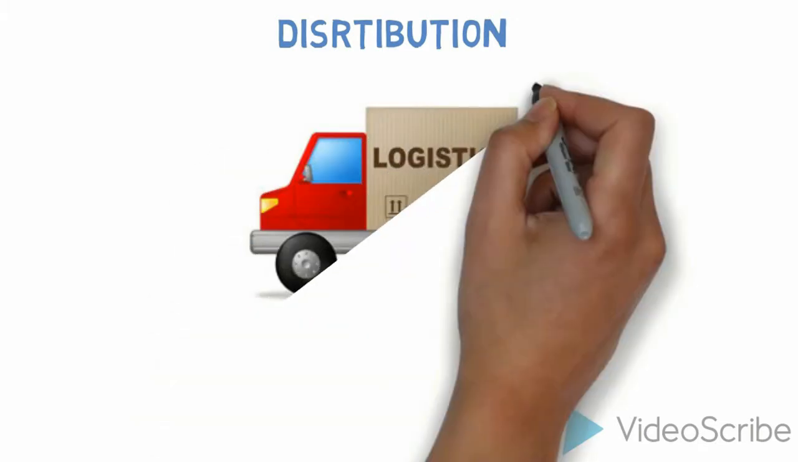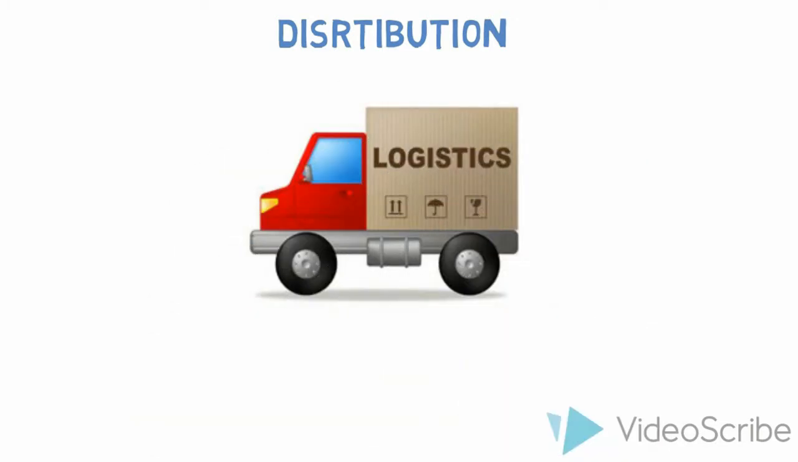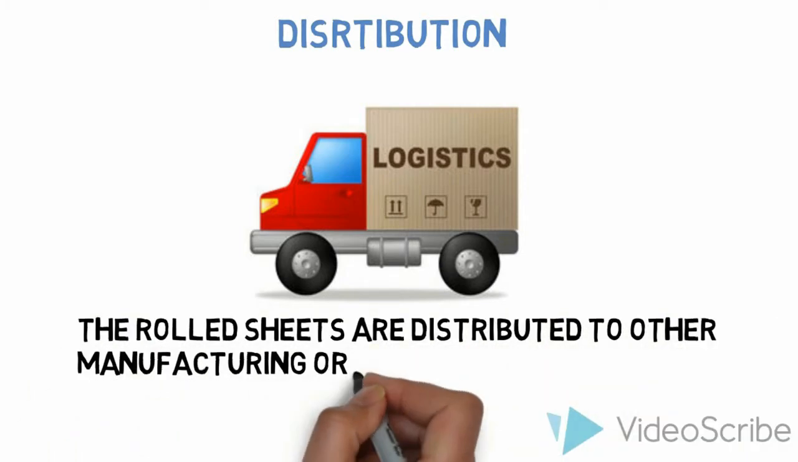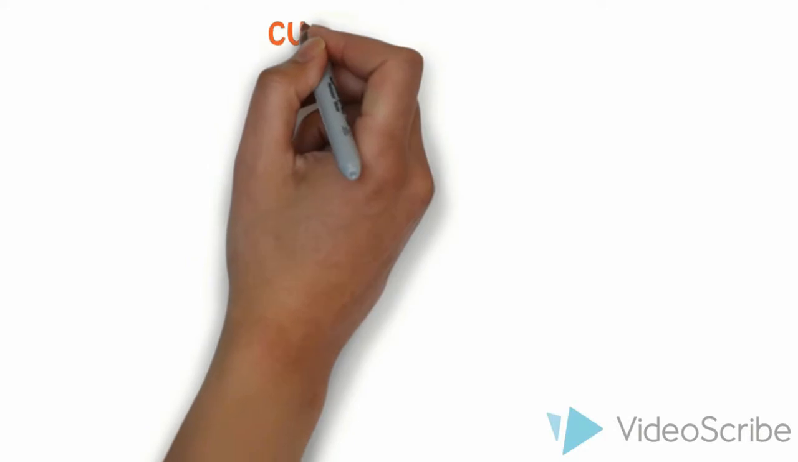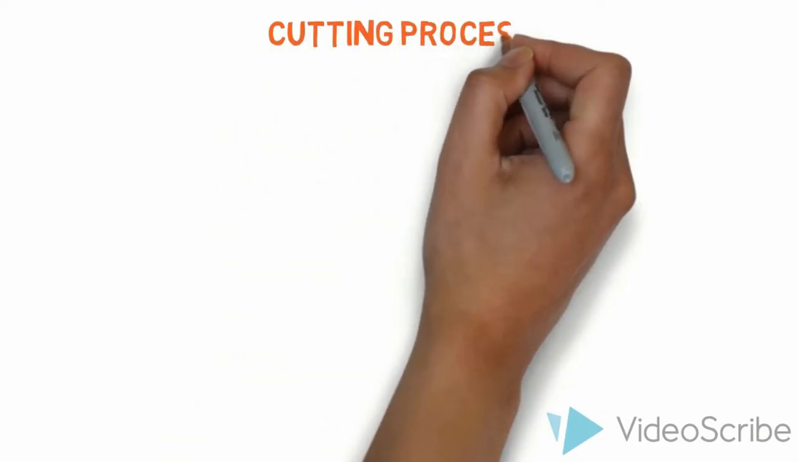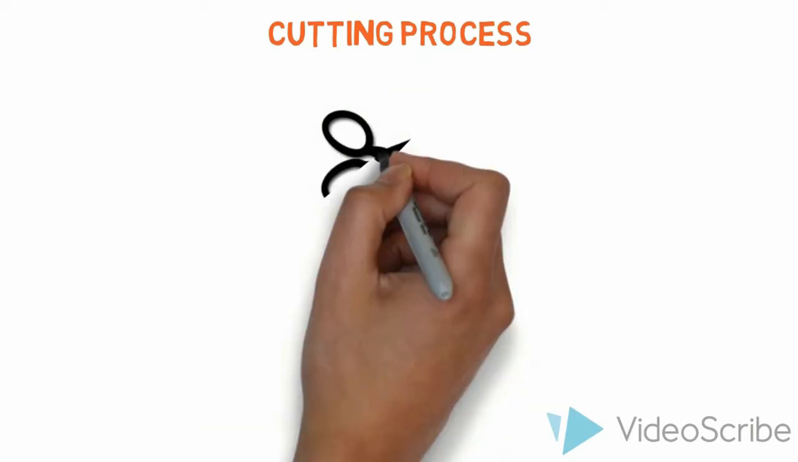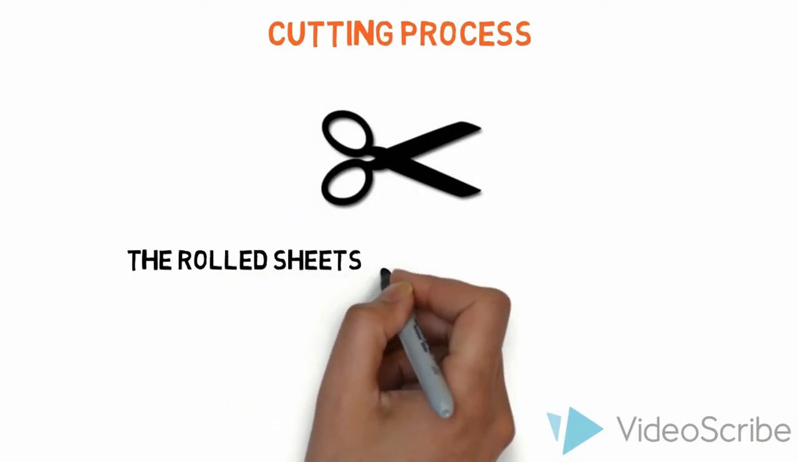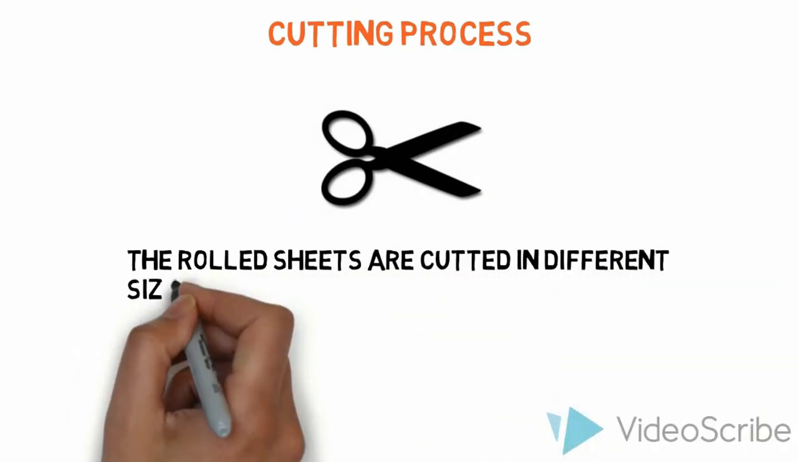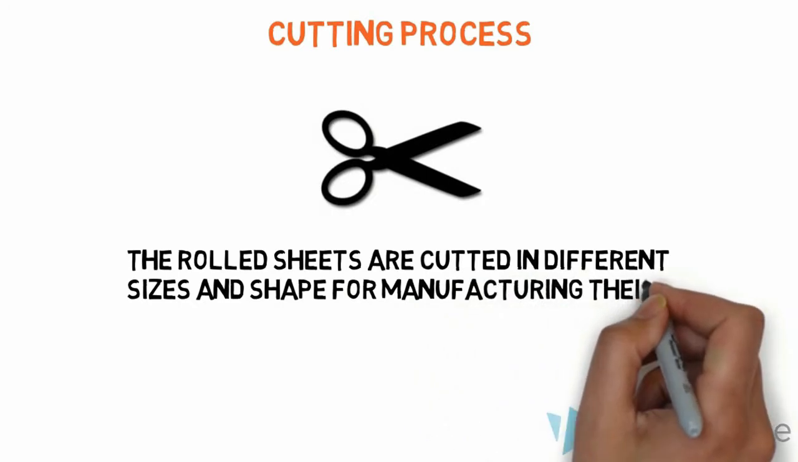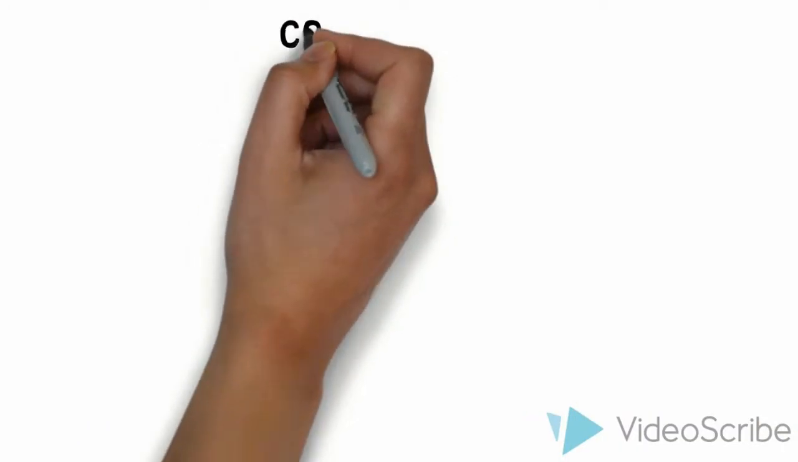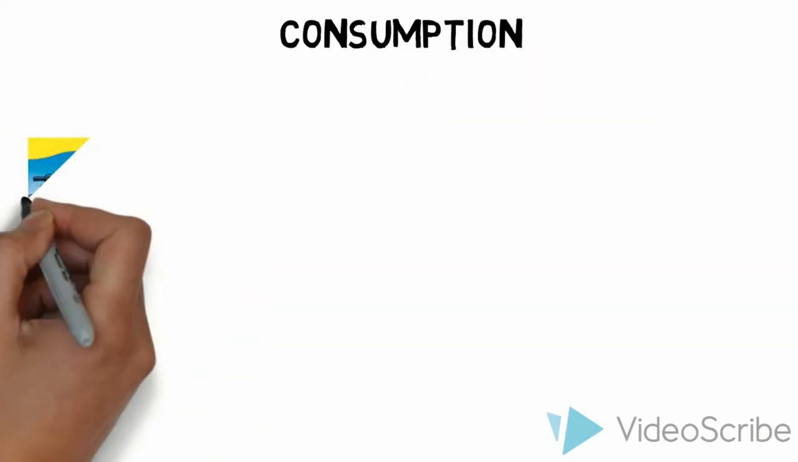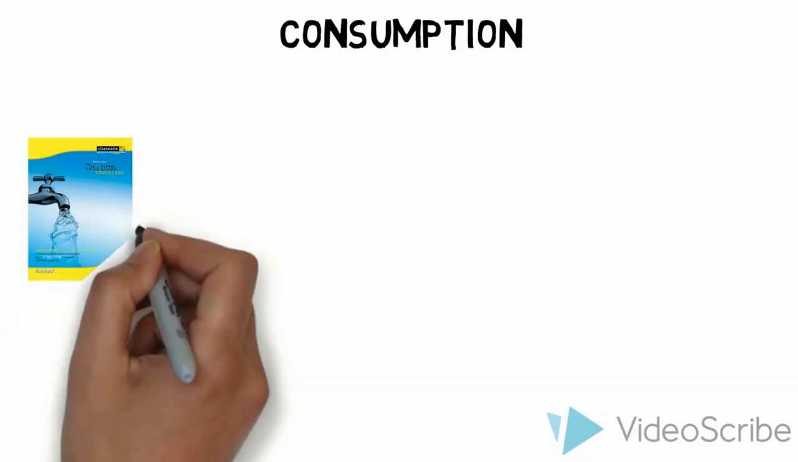Next is distribution. The reeled or rolled sheets are distributed to other manufacturing or newspaper printing industries. Then the cutting process. The rolled sheets are cut into different sizes and shapes for manufacturing their products. Next stage is consumption. Consumption, as we use notebooks and newspapers, is a product.